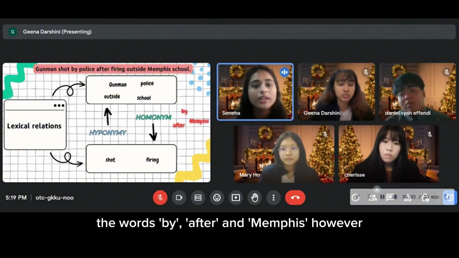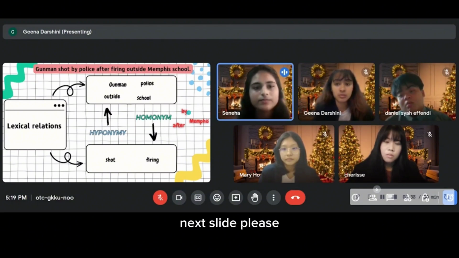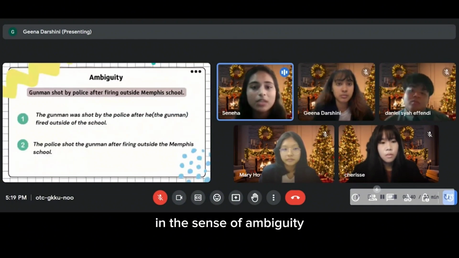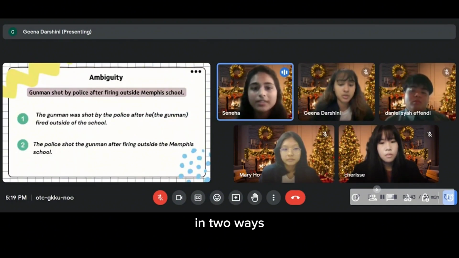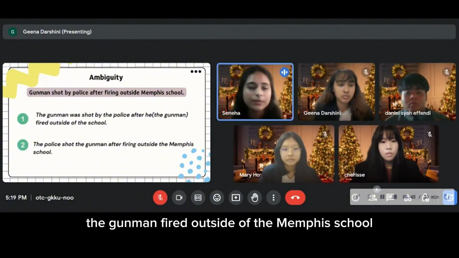The words by, after, and Memphis, however, do not have a specific lexical relation in this particular context. Next slide, please. In the sense of ambiguity, the sentence can be understood in 2 ways. Firstly, the gunman was shot by the police after he, the gunman, fired outside of the Memphis school.